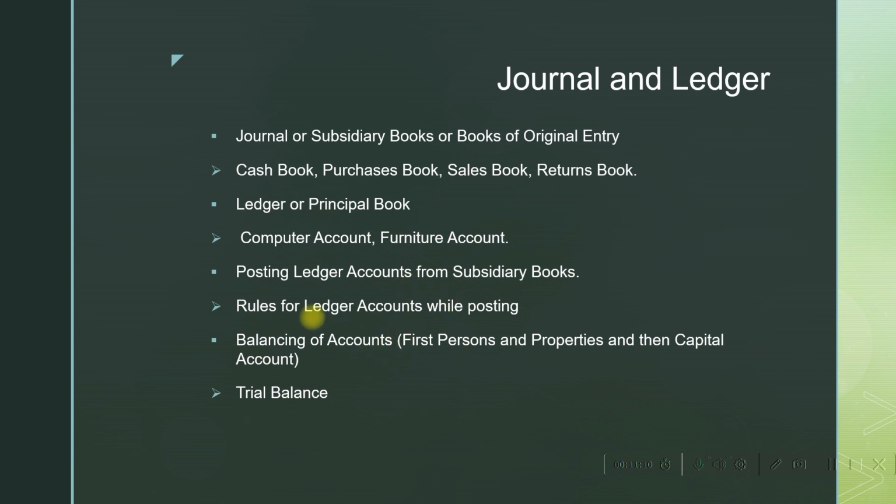So balancing of accounts. The accounts that are to be balanced are those accounts of persons and properties first, and afterwards capital account is balanced. None of the other accounts are balanced since they'll be taken straight to profit and loss account.